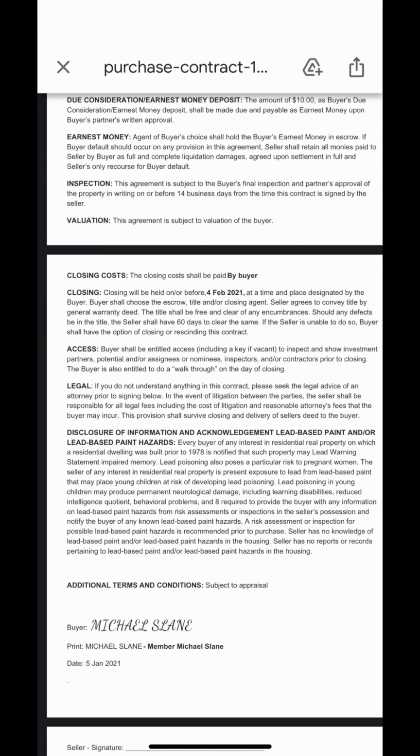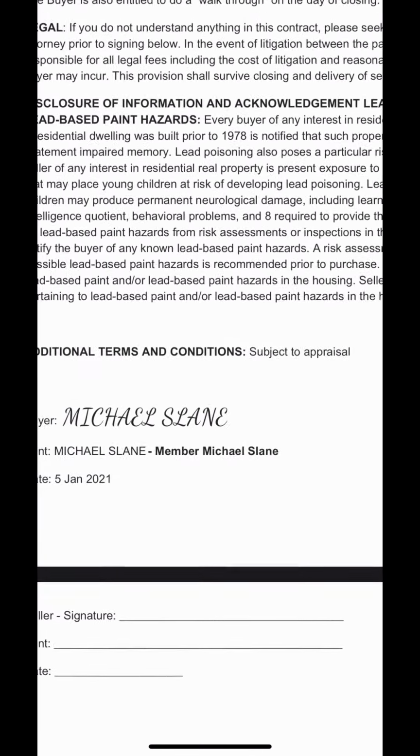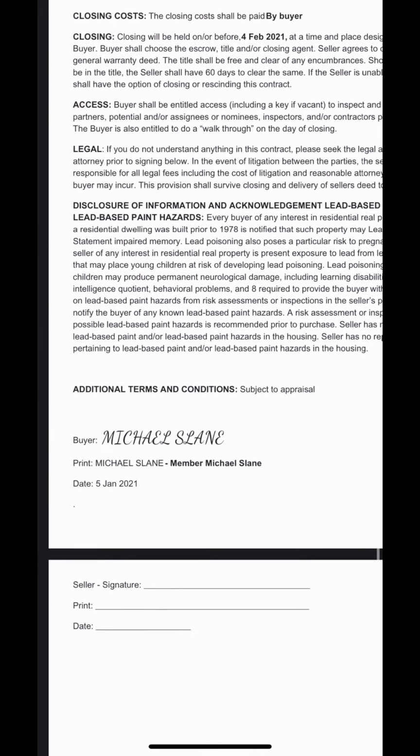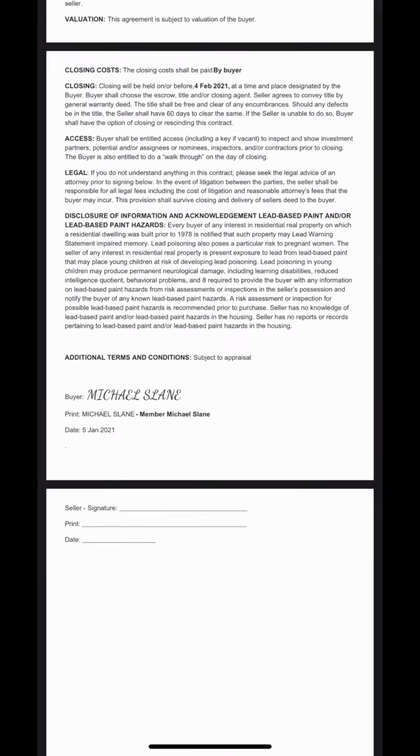One thing that we did do on this one, and it's very important, is we put the lead-based paint. So I'm a licensed realtor. It's extremely important to have this lead-based paint disclosure, just so that you can either disclose it or they disclose it, et cetera, et cetera. So it's pretty important to have that on there. And then here's our additional terms, subject to appraisal.